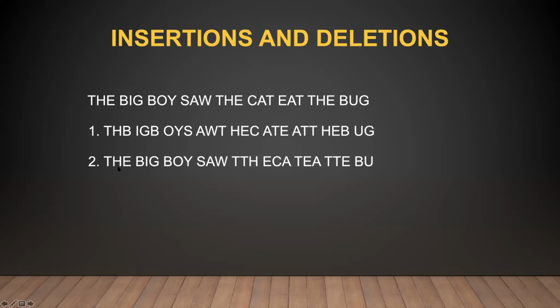So the first part of our sentence still makes sense. We have "the big boy saw," right? But now I've altered the remaining part of this transcript, right? So each of these three-letter codes would give us a different amino acid than the original strand up here. And we don't even finish our sentence. We've lost one of them.